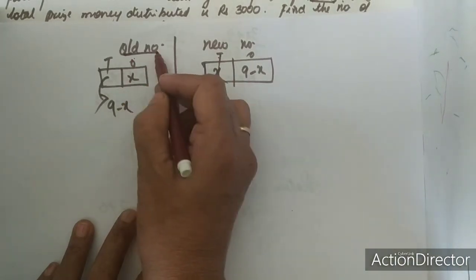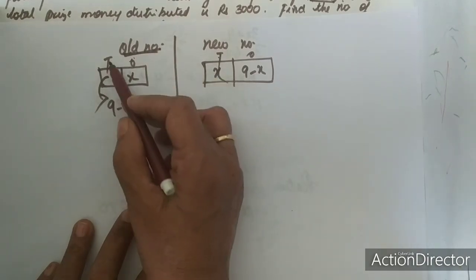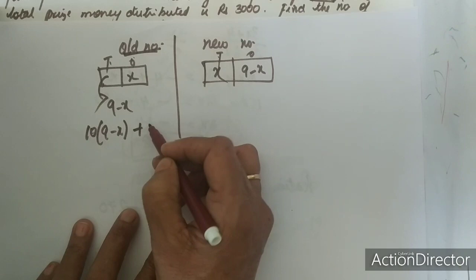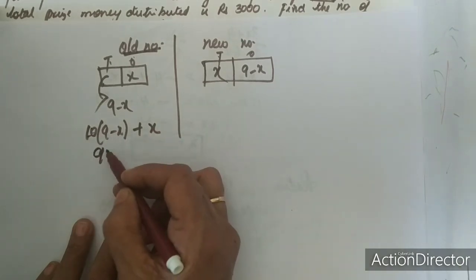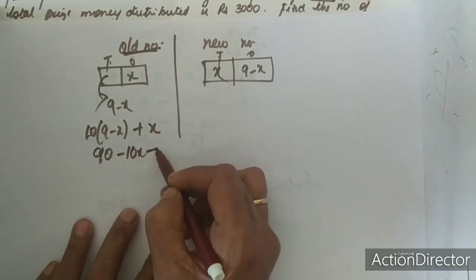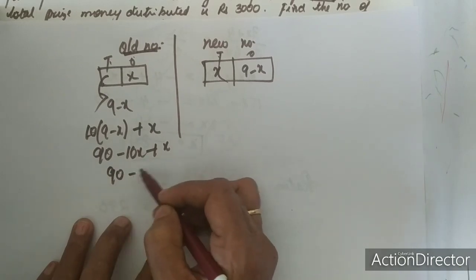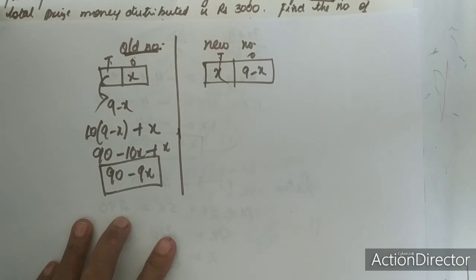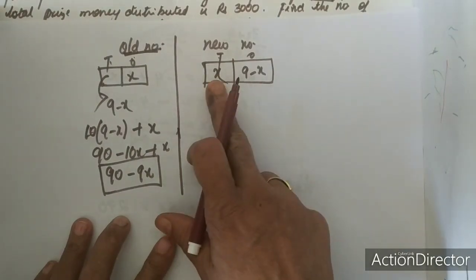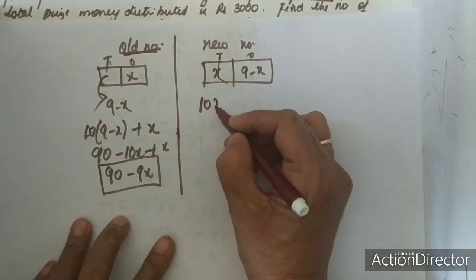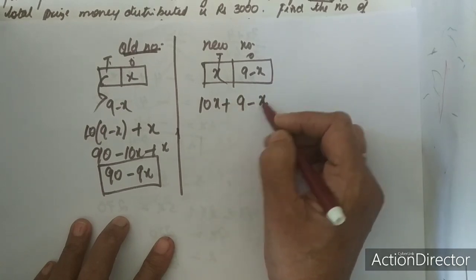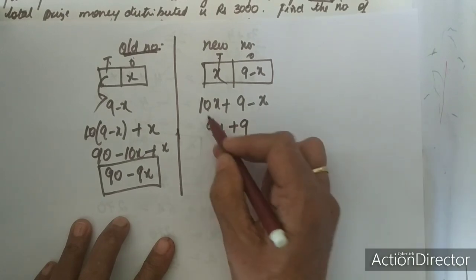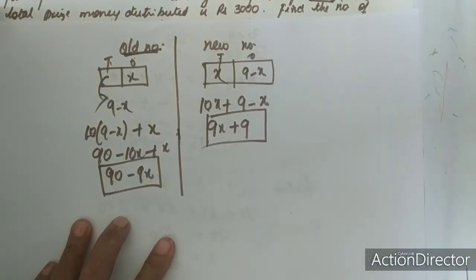So what will be the old number over here? Since it is tens place, we will be multiplying by 10: 10 into 9 minus x plus x. So it is 10 nines are 90 minus 10x plus x, which is 90 minus 9x. So this is your old number. Coming over here, since it is tens place, I will multiply by 10: 10x plus 9 minus x. So 10x minus x is 9x plus 9. So this is your new number.